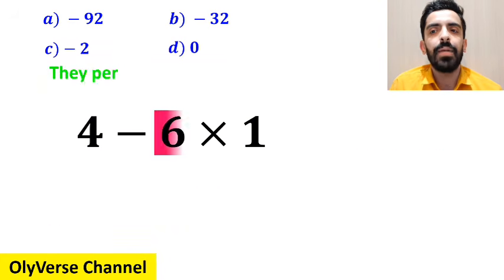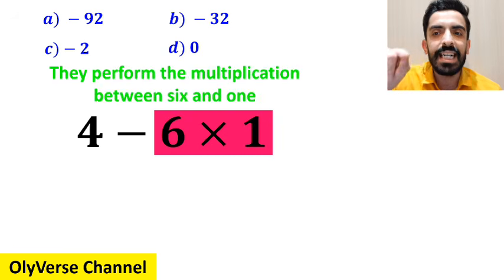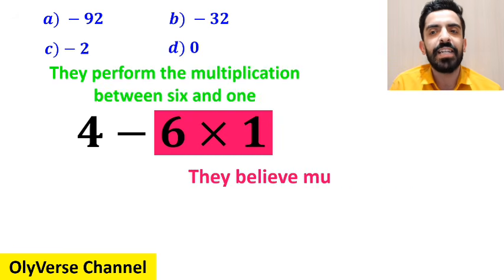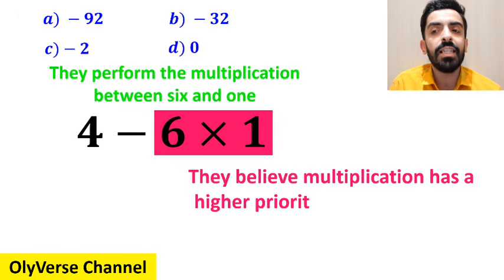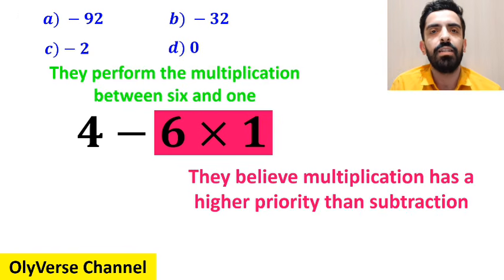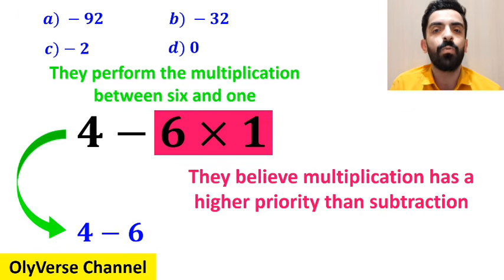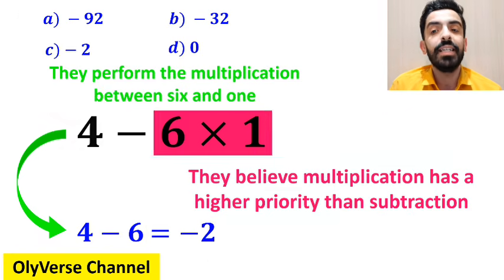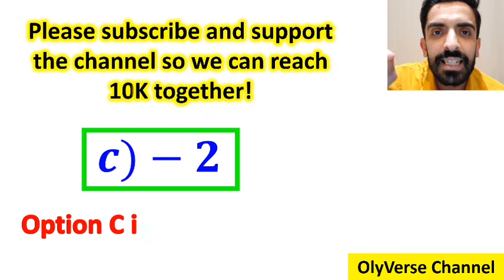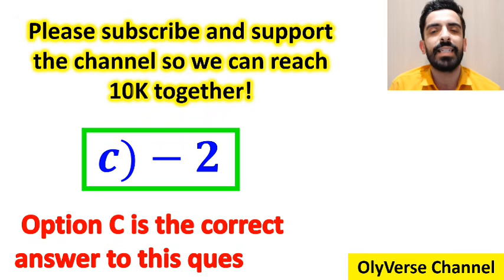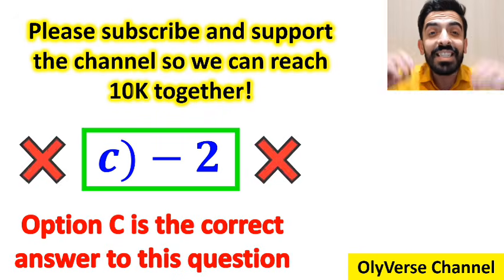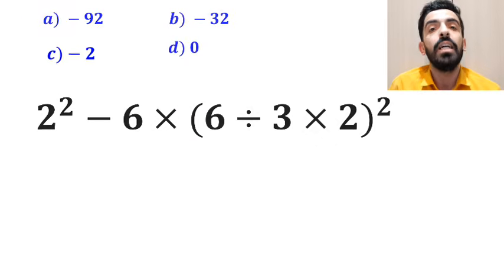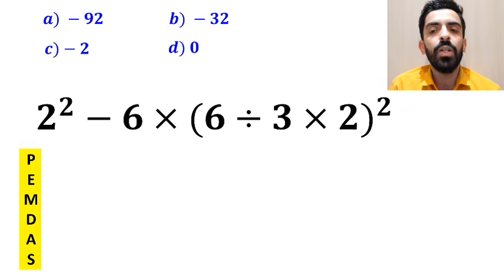And the final step, they perform the multiplication between 6 and 1 because they believe multiplication has a higher priority than subtraction. And this expression simplifies to 4 minus 6, which ultimately gives them the answer negative 2. And without any hesitation, they quickly say that option C is the correct answer to this question. However, that's definitely wrong. To solve this question, we must carefully follow the PEMDAS rule step by step.